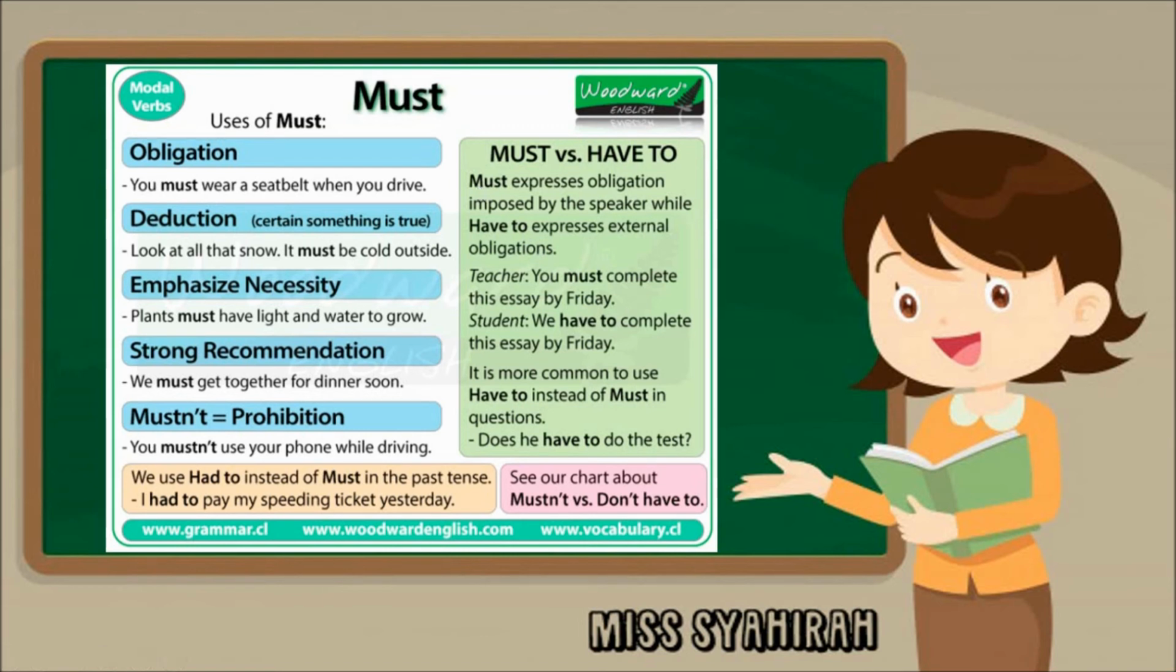Okay, let's look at the example. For example, teacher say, you must complete this essay by Friday. So this is imposed by the speaker. Ni speaker yang cakap, okay, you must complete this essay by Friday. But have to express external obligations. So, students have to say, we have to complete this essay by Friday. So, external obligation, kewajipan dari yang pada luar lah. External tu maksudnya luar, luaran. Meaning from the teacher. Teacher yang cakap, okay, you have to complete this essay.